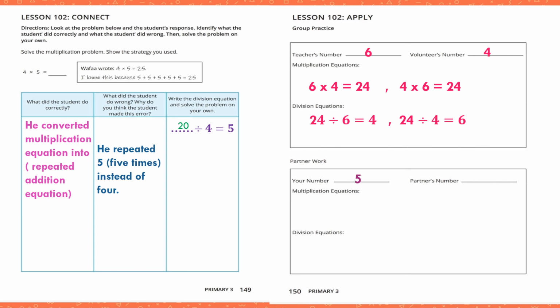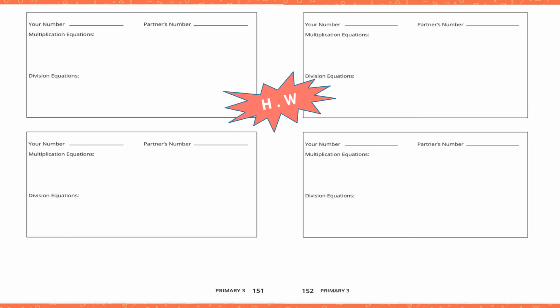The next one, I have 5 and 8. What are the multiplication equations? Factor, factor, product. 5 times 8 equals 40, and 8 times 5 equals 40 also. What are the division equations? Dividend, divisor, quotient. So 40 divided by 5 equals 8, and 40 divided by 8 equals 5. And now I'll give you some numbers to solve these card games as homework.